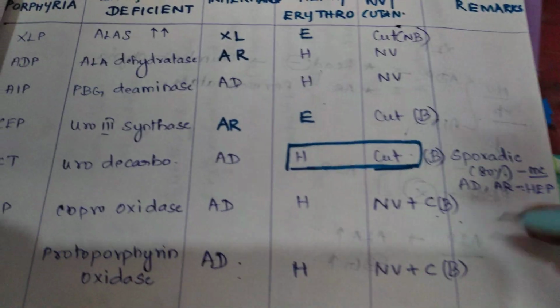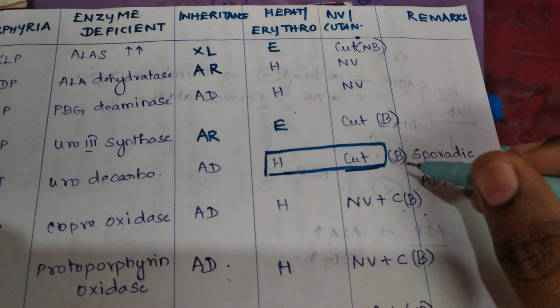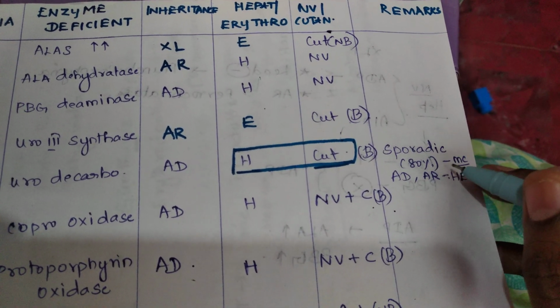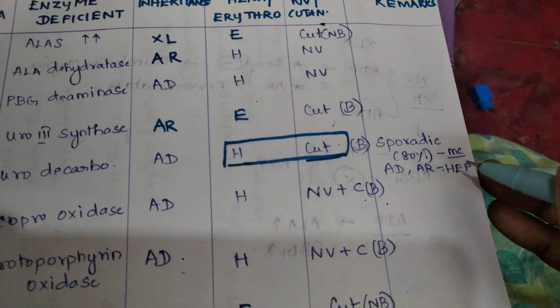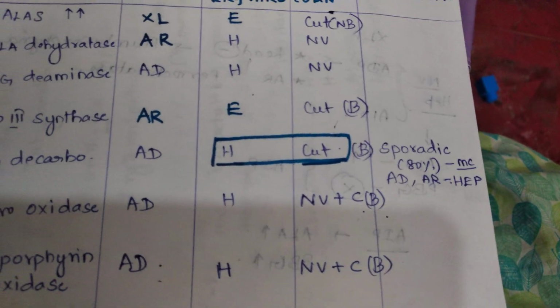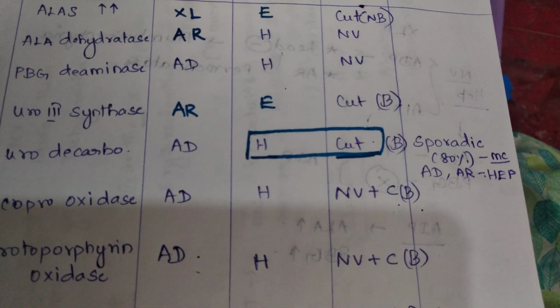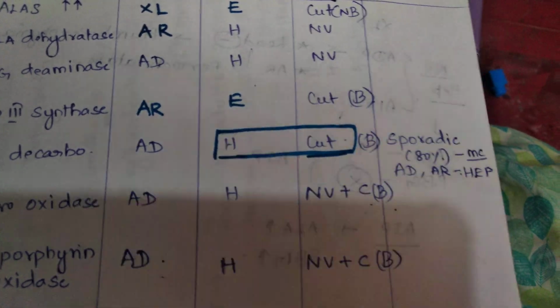Okay. Then one point about porphyria cutanea tarda. This is going to occur sporadically in about 80% of patients. So this is going to be the most common type of porphyria, and the inheritance in porphyria cutanea tarda is going to be both autosomal dominant and autosomal recessive.